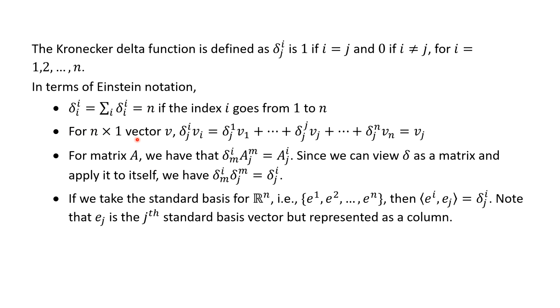For an n by 1 vector v, you can multiply delta times that, and then you just expand it out as shown here. And this term is 0. The only term that's not 0 is delta_jj, and that's 1 times v_j, and you just get v_j.